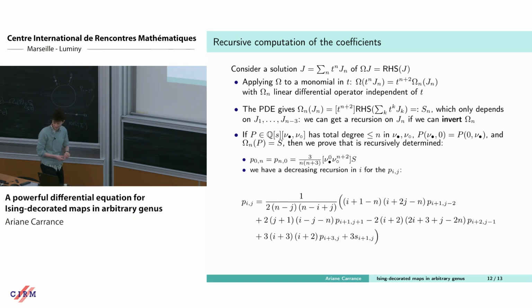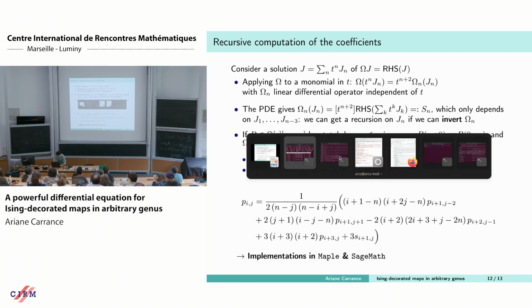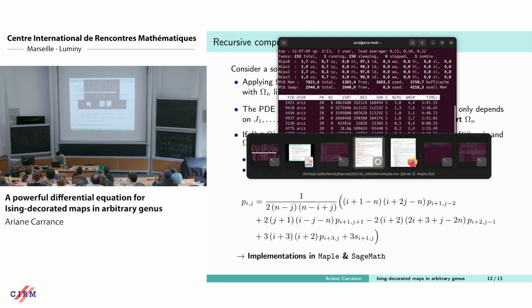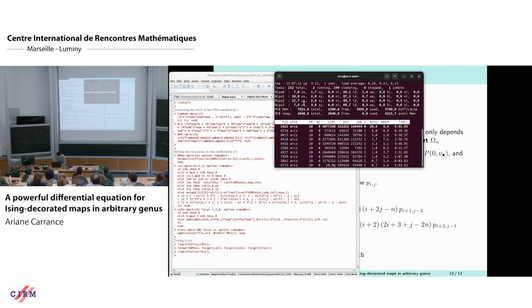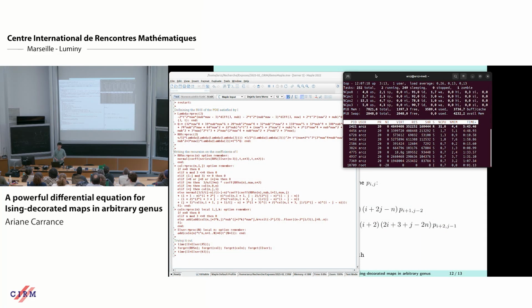So now I'm going to try and do something a bit ambitious, which is to show you two implementations of this algorithm in Maple and Sage. Okay, let me start with Maple. Here I want to, in particular, compare the efficiency of Maple and Sage, which is why I'm keeping an eye on the CPU usage.